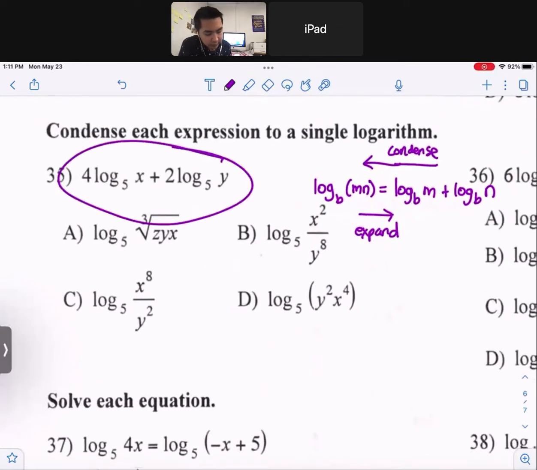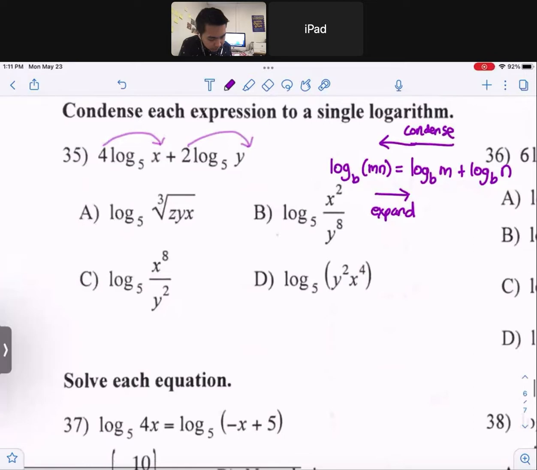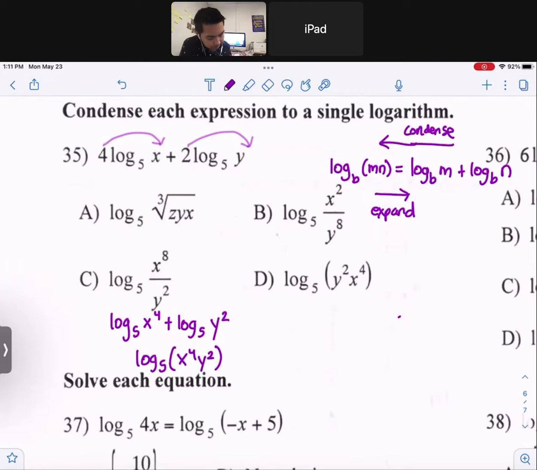In order to condense this, you look at the formula. It has to be log plus a log. They don't have the coefficients, so what we need to do is bring both these coefficients to the exponents. So log base 5 of x to the 4th plus log base 5 of y to the 2nd. Notice now it's log plus a log, so now we can condense it into one singular log. Log base 5 of x to the 4th times y to the 2nd, which is D.